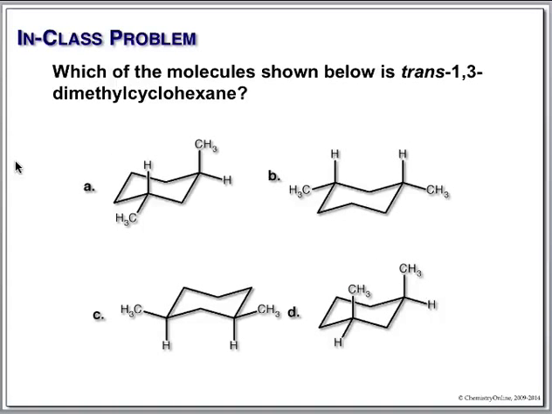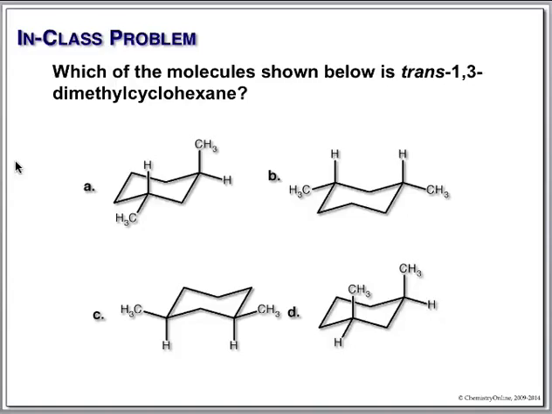Which of the molecules shown below is trans-1,3-dimethylcyclohexane? Looking for a cyclohexane with methyl groups at carbons 1 and 3, and they must be trans. Start down here in D. We have an axial methyl, another axial methyl. Those are bad, aren't they? That's an unstable conformation. But they're on the same side of the plane, so that's cis, isn't it?